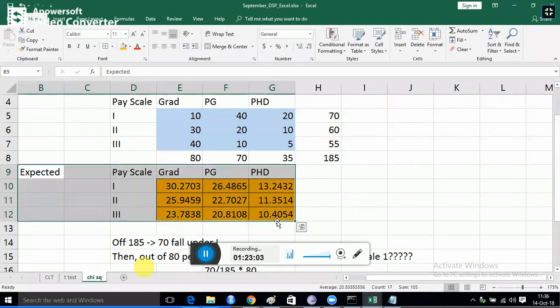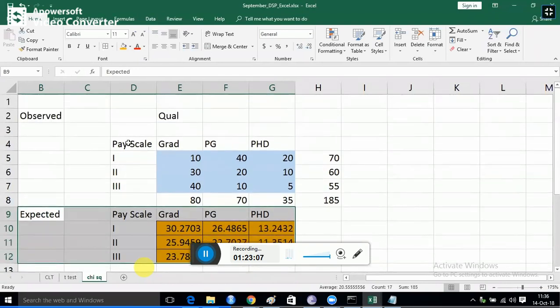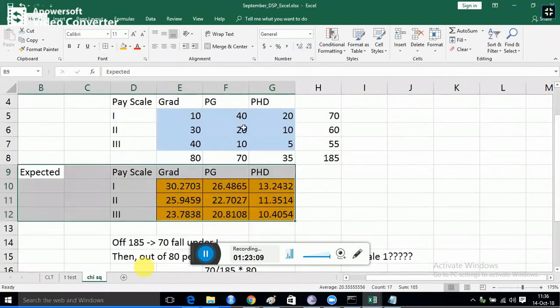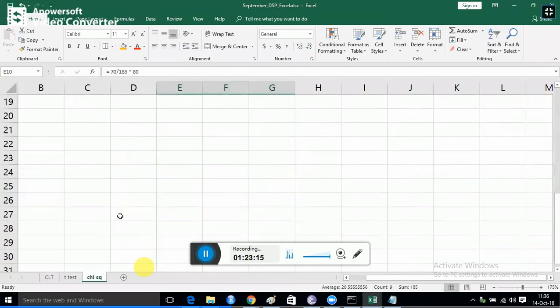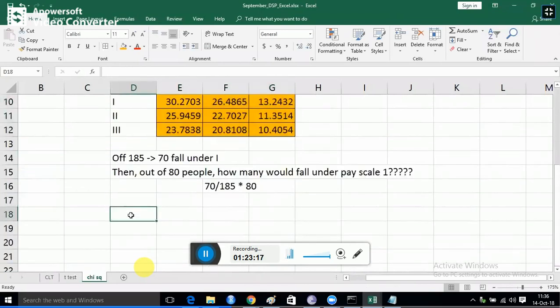These are your expected values, right? Observed, expected. Is there any discrepancy between these two? Yes, there are. Apparently, there is a lot of discrepancy here. Now, what do we do with these two? Using these two, we will be calculating something called chi-square value.